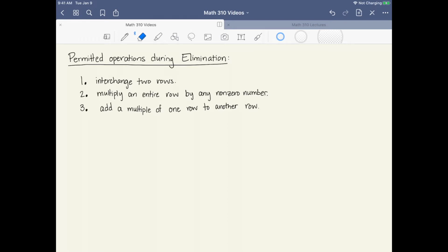So when we interchange two rows, that means we would take something like row I and send it to row J and send row J to row I. Multiplying an entire row by a non-zero number is pretty straightforward. And then we're going to be adding multiples of one row to another row.